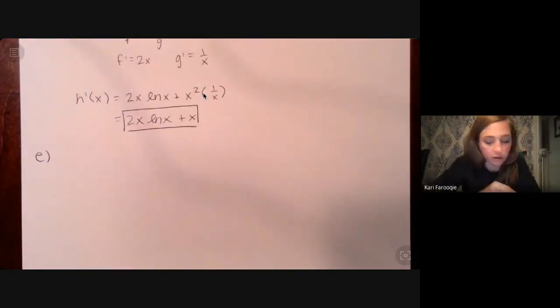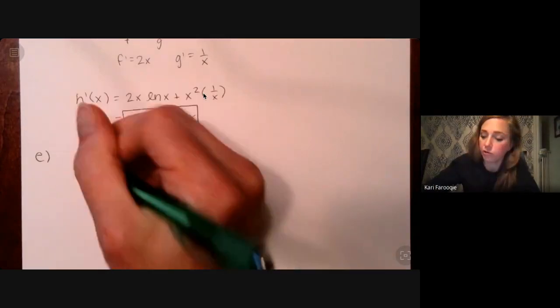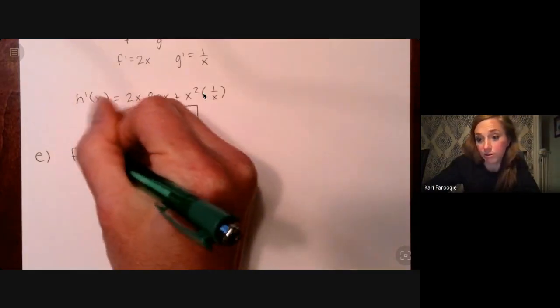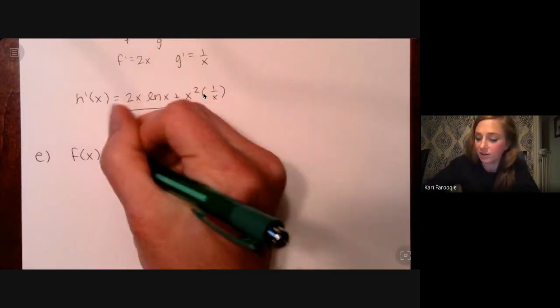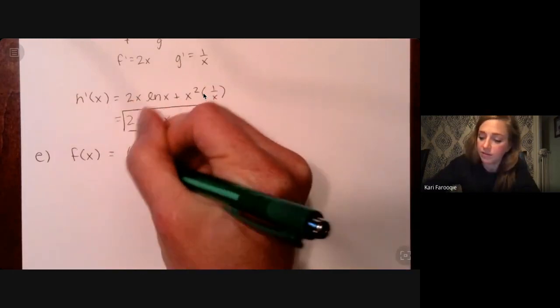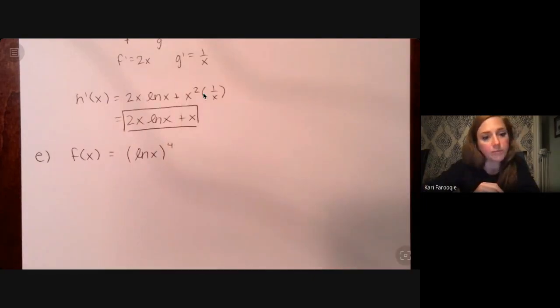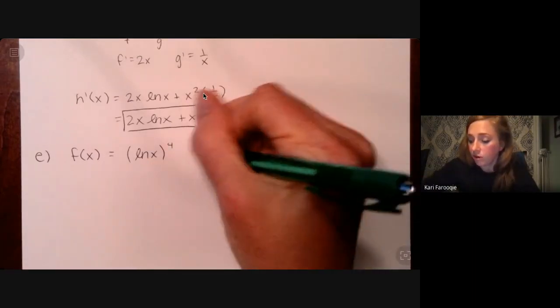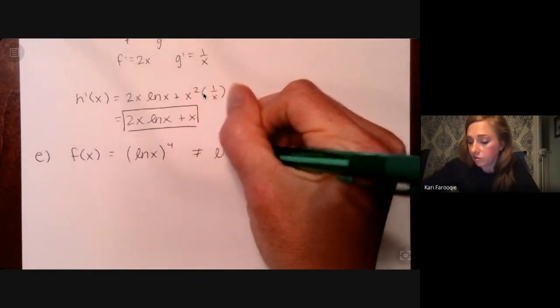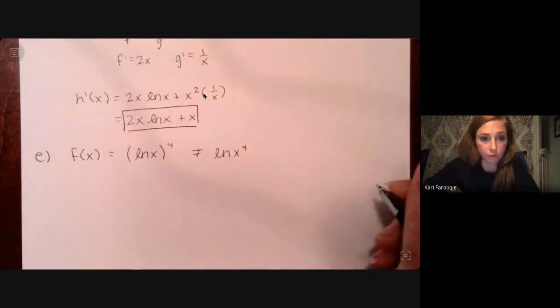Now, the next one I'm going to give you kind of follows along with that don't do this rule that I gave you at the beginning. This is the natural log of x quantity to the fourth power. So I want you to really see the difference between this, which is not the same as the natural log of x to the fourth. So these two are very different quantities.